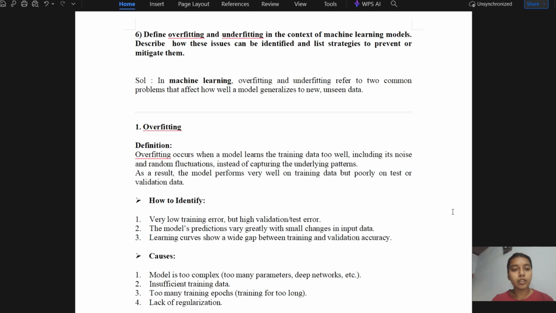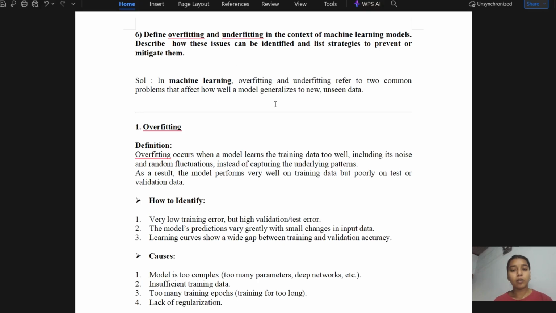Now we will discuss the sixth question of the assignment. The question is: define overfitting and underfitting in the context of machine learning models. Describe how these issues can be identified and list strategies to prevent or mitigate them.